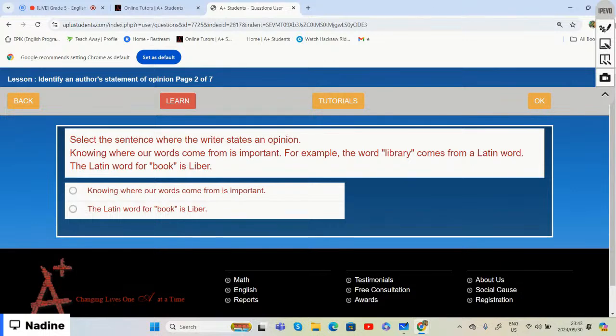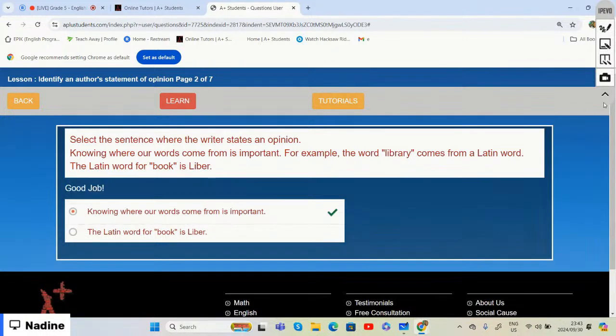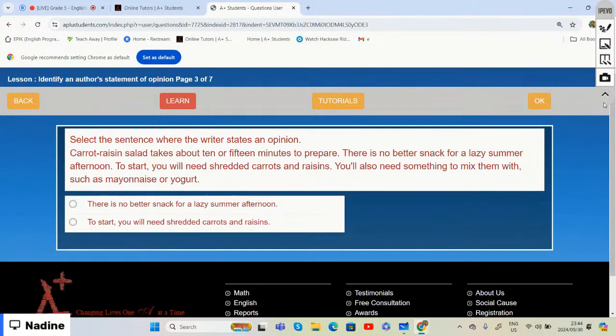All right, and if we were to select the writer's opinion, we will go with option one, because option two is a fact, that the Latin word for book is liber. So option one is correct. So well done.